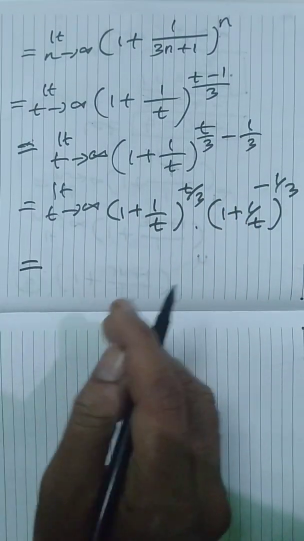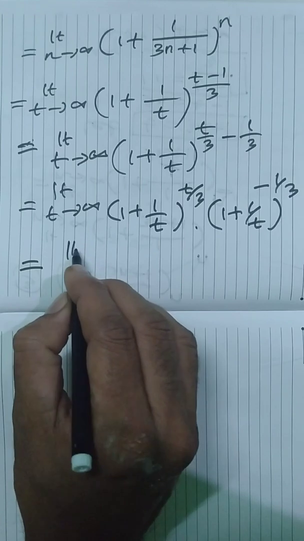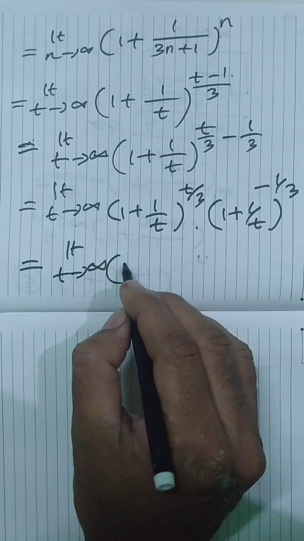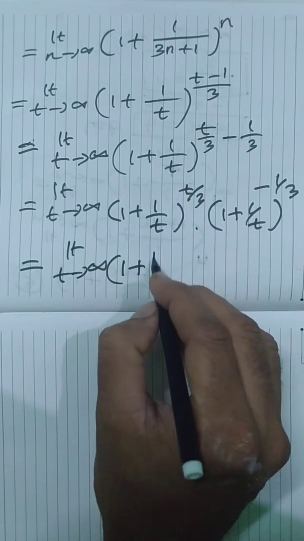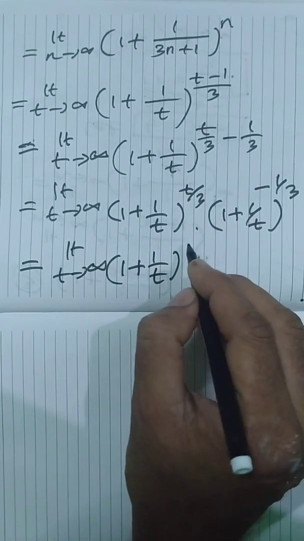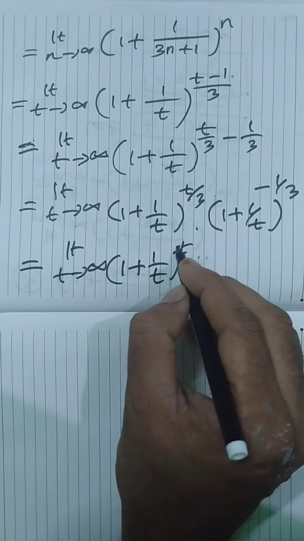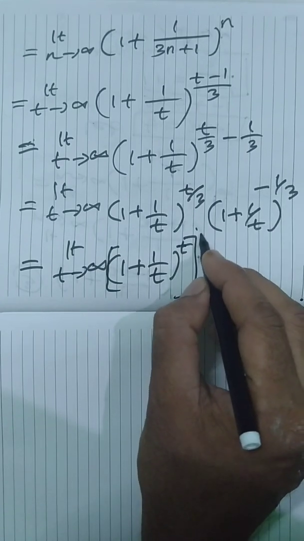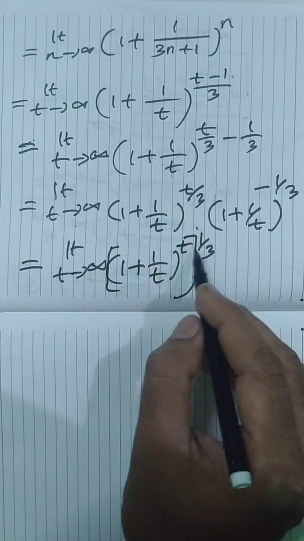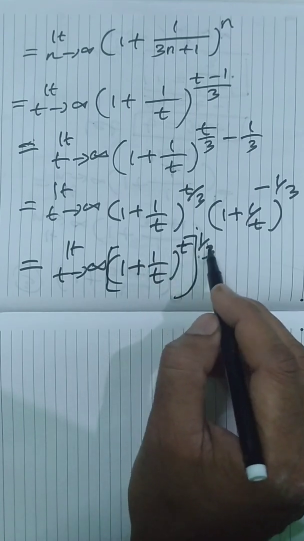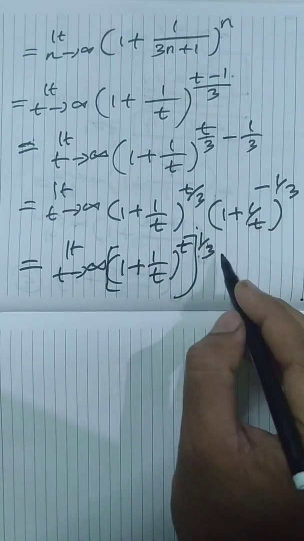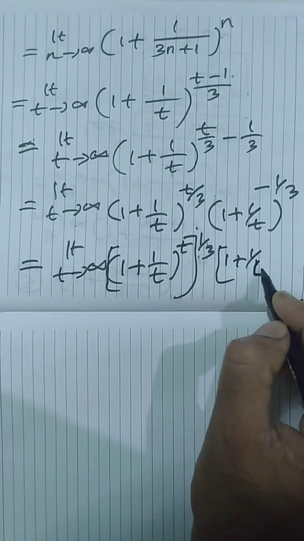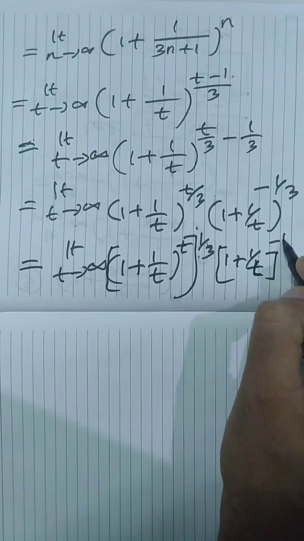Now, next, limit t tends to infinity, (1 plus 1 by t) power t. Then I am going to adjust here 1 by 3, that's all. T by 3 you can write as t into 1 by 3. This one is as it is, (1 plus 1 by t) power minus 1 by 3.